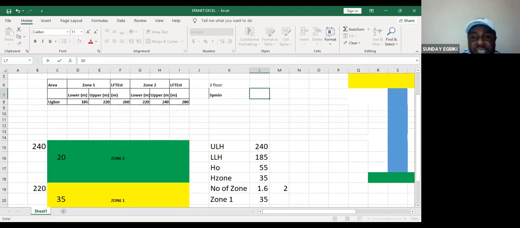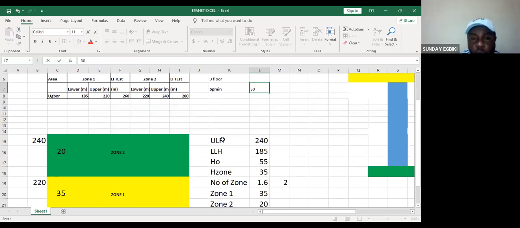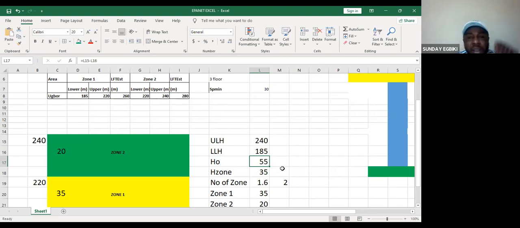Now, when we take the difference between the upper limit of housing and the lower limit of housing, it's going to be 240 minus 185, which will give us what? 55. When we have this 55, the formula I showed you is that when you get the elevation difference, the next thing you need to do is to calculate the height of zone.